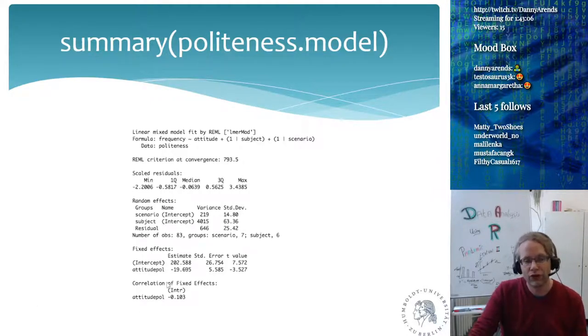And then it also shows us the correlation of the fixed effects, which will become interesting when you have many of these different fixed effects, because it will show you how much correlation there is, which is a measurement of how linearly related the different fixed effects are. But in this case, there's no correlation between the attitude and the intercept.